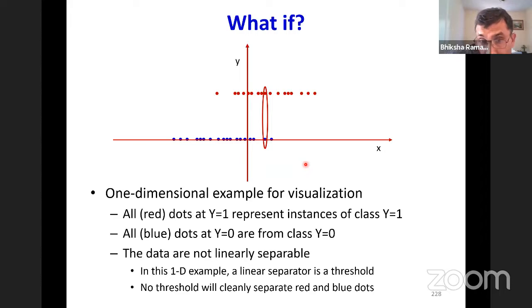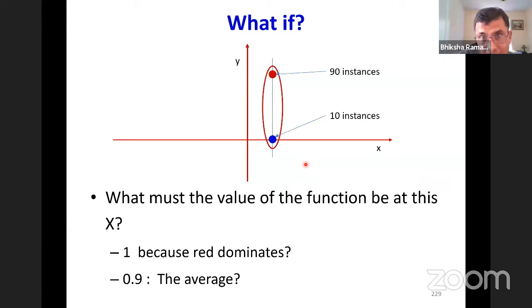In this situation, what must I output? Let's say I have 90 instances of 1 over here and 10 instances of 0. And I train my network. What must the output of the network be at this point? Should it be 1 because red dominates? Or should it be 0.9 because 90% of the values at this particular X are red?